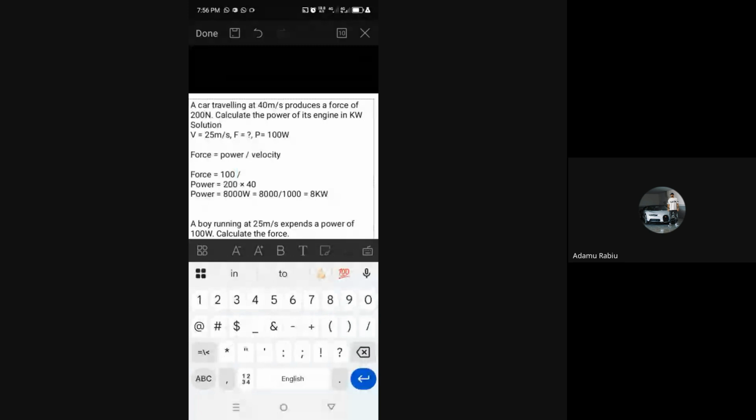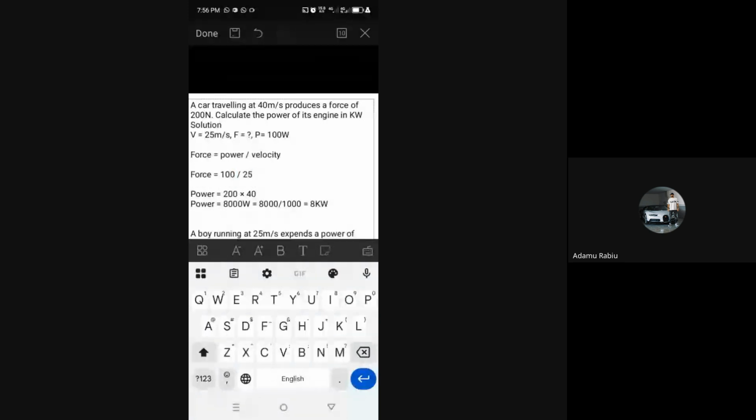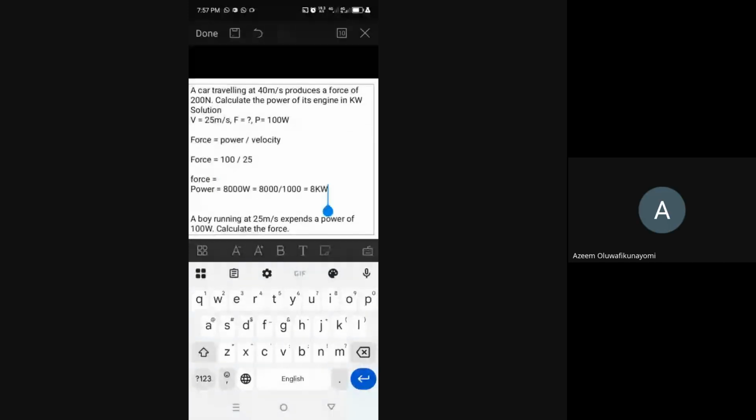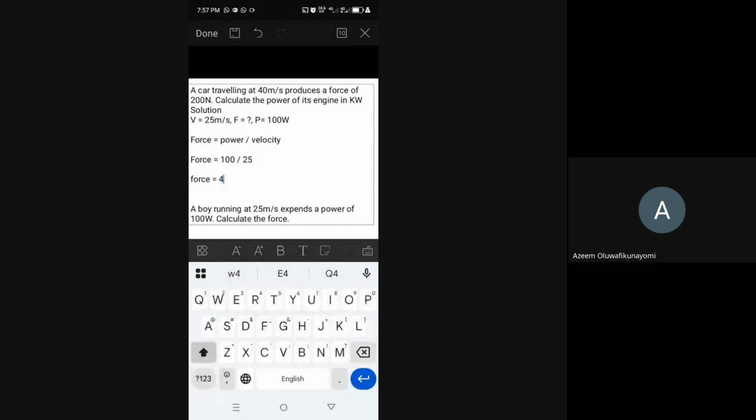Velocity is 25. So the question is not supposed to be hard. 100 divided by 25 will give you what? 4. Yes, correct. That's 4 Newton. So it's just a matter of substitution. Substitute whatever value you are given correctly. Look at it word for word. Which one is power? Which one is velocity? That's all. Power over velocity, 100 over 25, 4 Newton. So those of you who got 4 is correct. If you made a mistake, hope you understand it now.